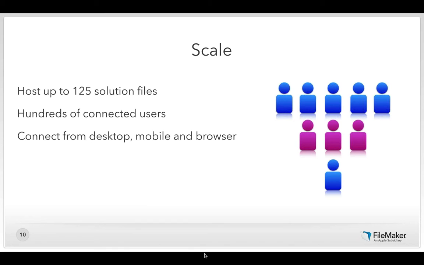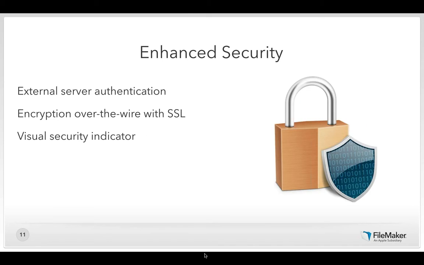So even if I start with a small group, if I want to be able to scale and grow, I need to be able to share my data with more than 5 users. FileMaker Server allows me to share with hundreds of concurrent users, up to 125 solutions at the same time, and having all those users accessing the custom app from desktop, mobile, and web browsers, all at the same time.